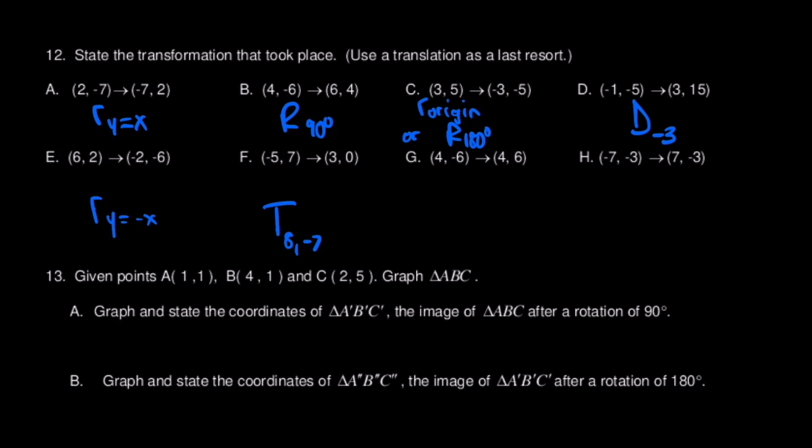Letter G, 4, negative 6 became 4, 6. The only thing that changed is this. You negated the y. This is x, negative y. If you look at your study guide, that is a reflection in the x-axis.